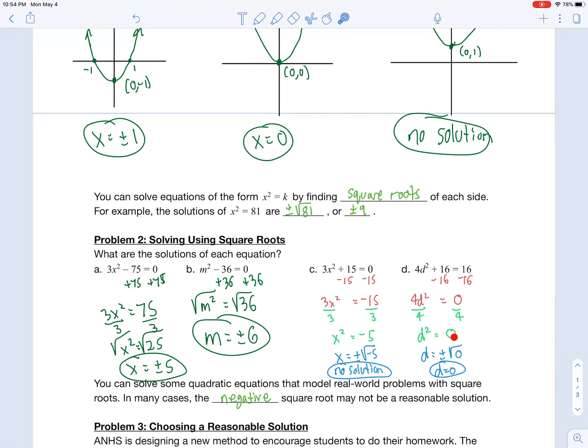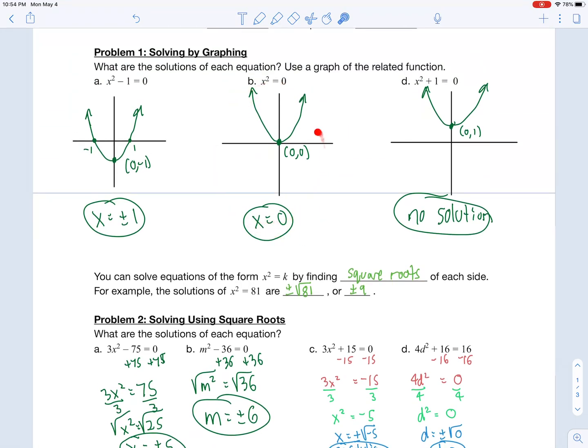This time, if I take the square root of 0, that's just going to be 0 without a plus or minus because 0 is just 0 by itself anyway. And that's our example where we have one solution. Again, refer to this example from before. 0 would just be a single solution on your graph.